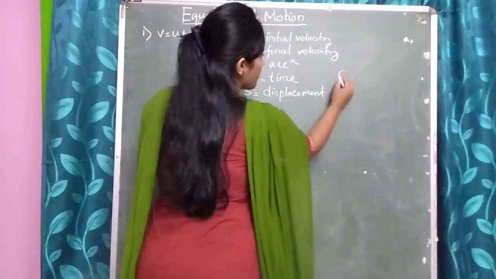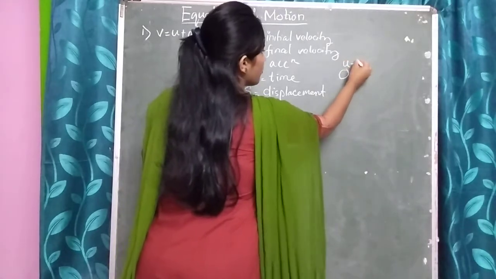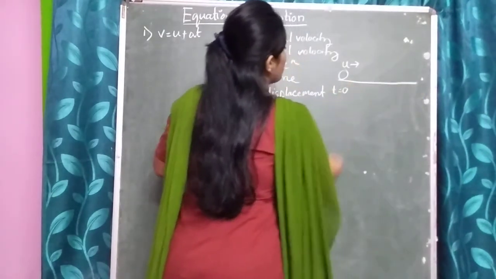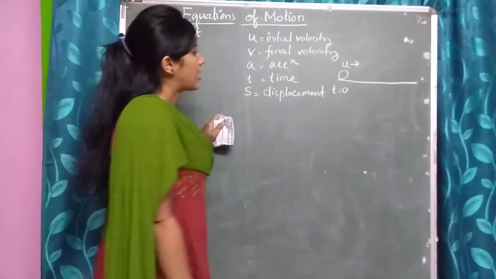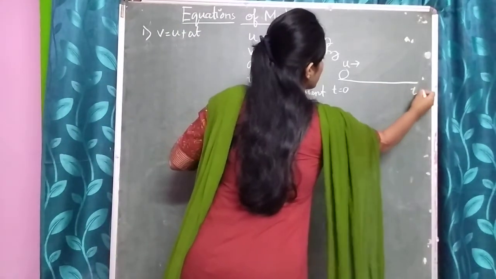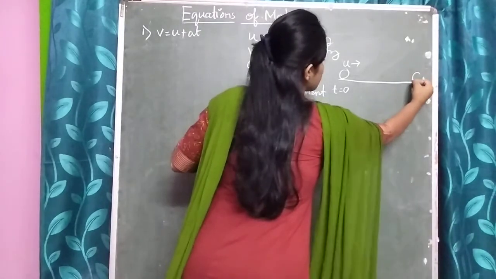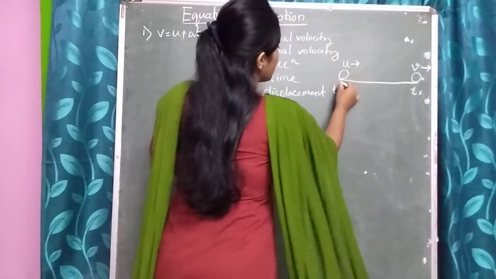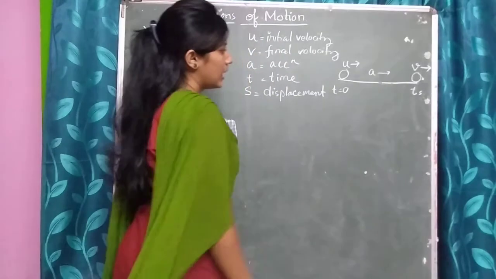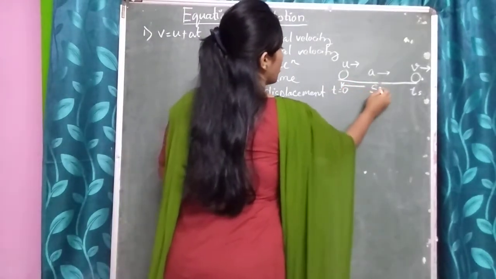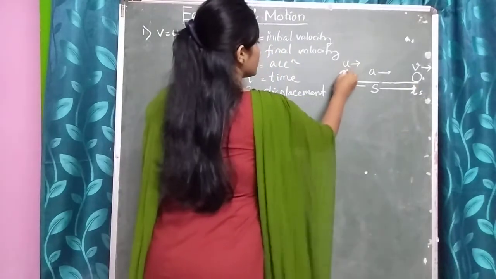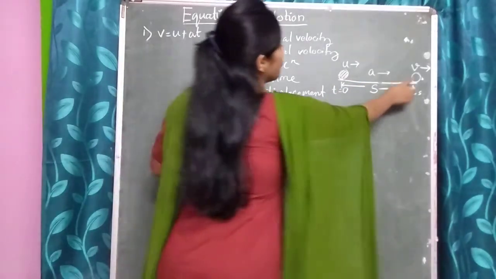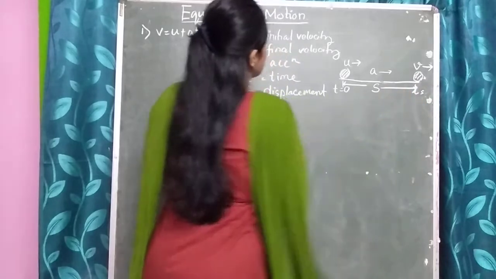So consider there is a body which is having an initial velocity U, and suppose at t equals 0 it is having U, and after time, suppose t seconds, it has reached here having a final velocity V with an acceleration of A, and it covers a distance of S. So this is our body having initial velocity U, A is the acceleration, V is the final velocity, and S is the displacement.